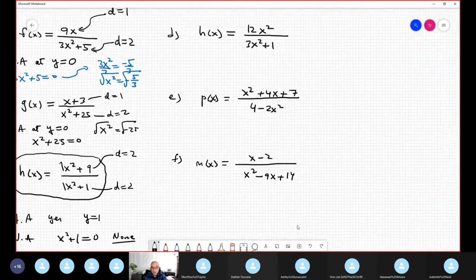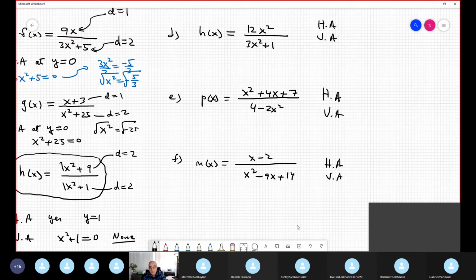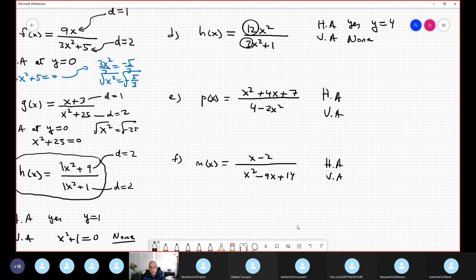And D, what do you think about D? Horizontal, vertical. Yes, horizontal, yes. At what value? At y equal 4. Okay, the division 12 divided by 3. And no vertical, because when it's plus, it's not vertical.